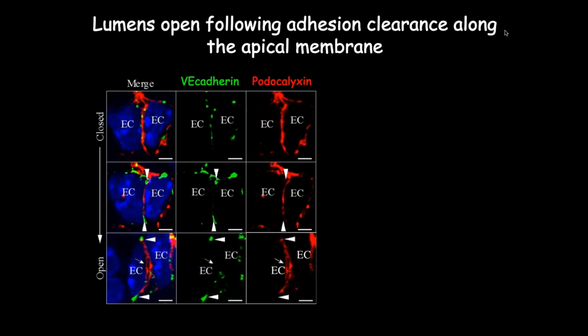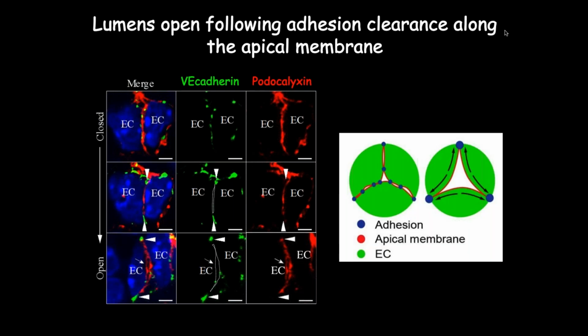But at first, in the top panels, it's across this podocalyxin apical membrane. And then as you go through the process of lumen opening, those VE-cadherin spot welds essentially get out of the way. They clear the way, and then a lumen opens. And here I've kind of outlined it with a little dotted line. So I represent that here with this cartoon, just showing you this is what needs to happen. Somehow these junctions are moving away from the apical membrane. So the question is, how is that happening?